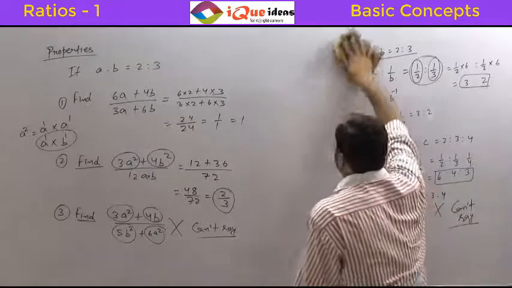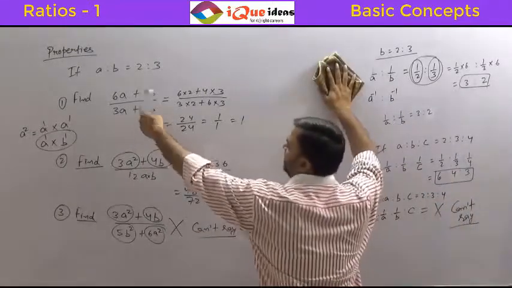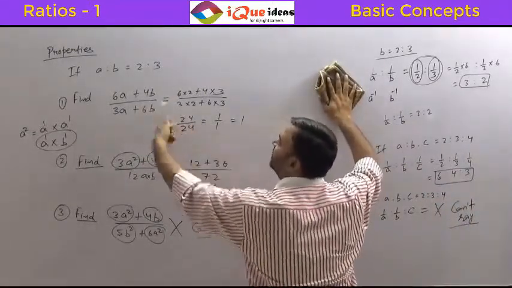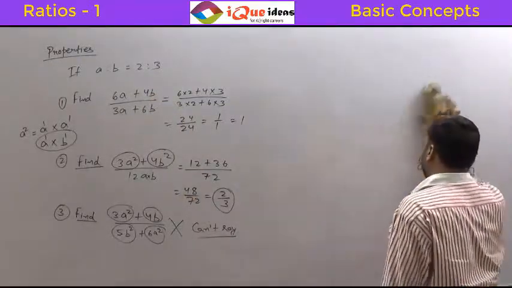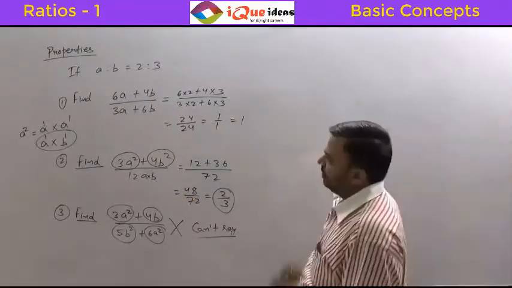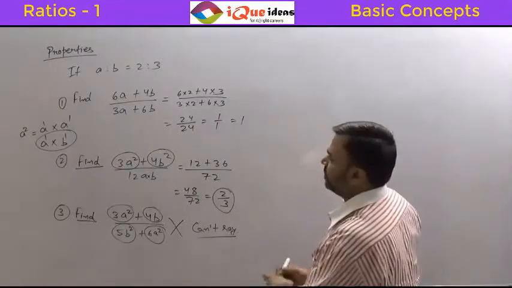The question can be asked in reverse also. So for example, (6a + 4b) upon (3a + 6b) is equal to 1, then find the ratio of a and b. So you can do the cross multiplication and calculate. We will take those examples in the session of exercise. Then the next thing can be combination of ratios.